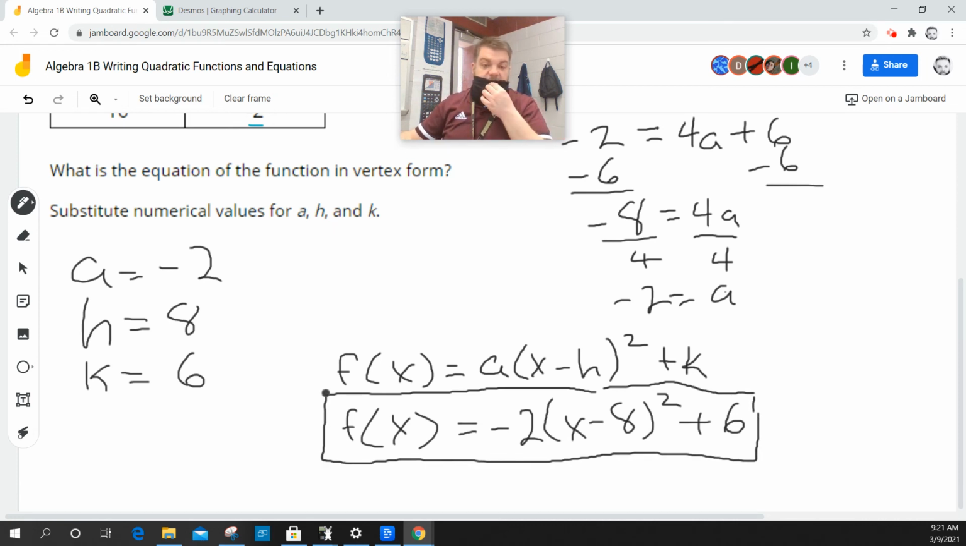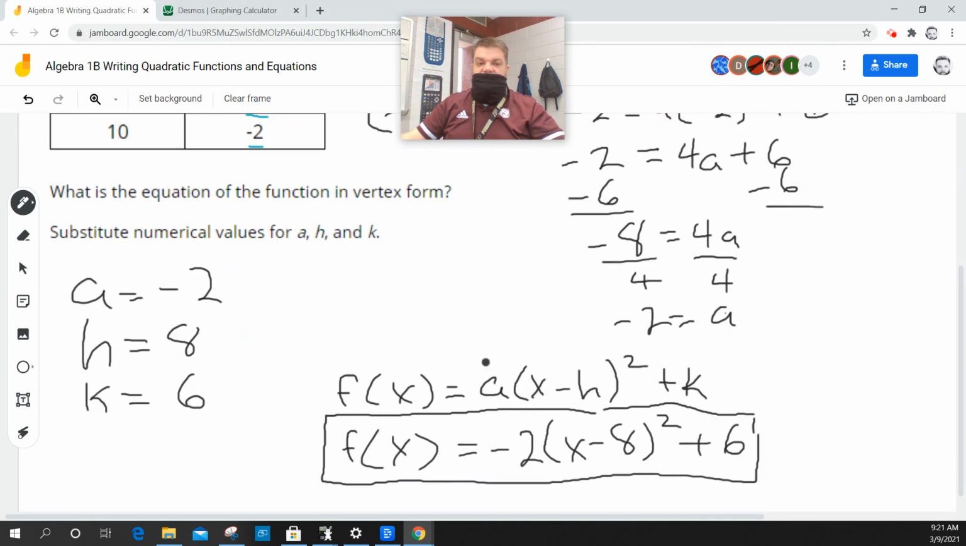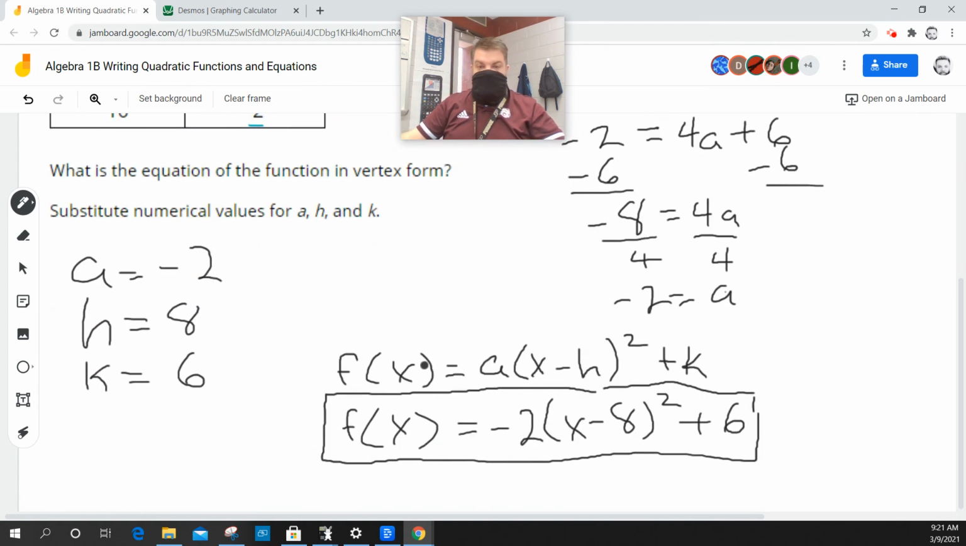Now, if I'm not sure how to do that, what could I do? Well, I could graph this, and then I could find the quadratic regression and see if the two match up. But this is the right answer, okay?